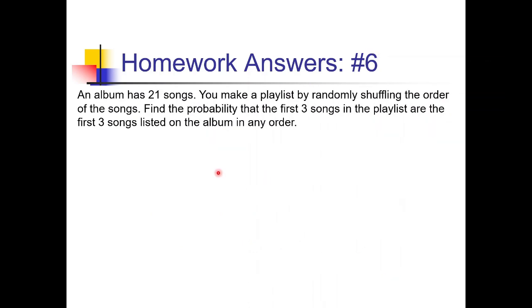For this problem, we have an album with 21 songs, and you make a playlist randomly shuffling the order of the songs. We want the probability that the first 3 songs in the playlist are the first 3 songs listed on the album in any order. So the first thing that's kind of clutch on this is they said any order.